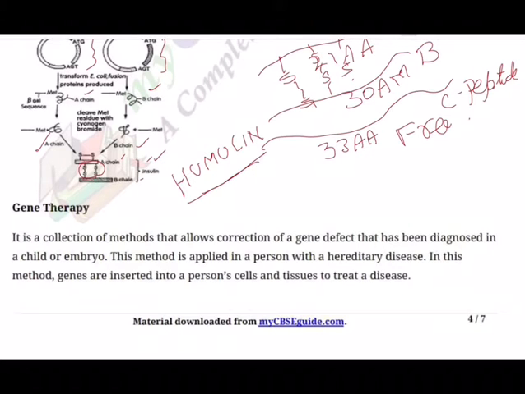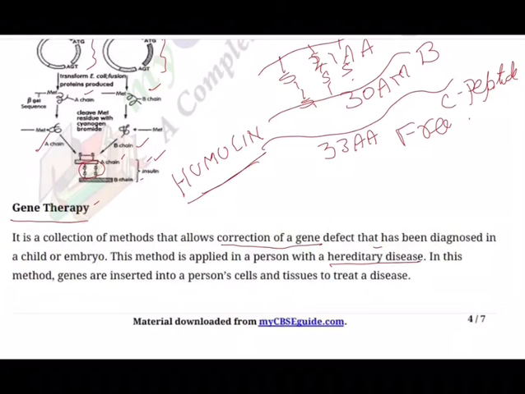So we move ahead with another application called gene therapy. It is a collection of methods that allows correction of genes. This is important: correction of gene defects that have been diagnosed in a child or embryo. This method is applied in a person with hereditary diseases. See, our belief so far is that hereditary diseases cannot be cured. Now we have got a ray of hope through the applications of biotechnology in the field of medicine. Even incurable hereditary diseases can be cured. That is the greatness of this biotechnology.